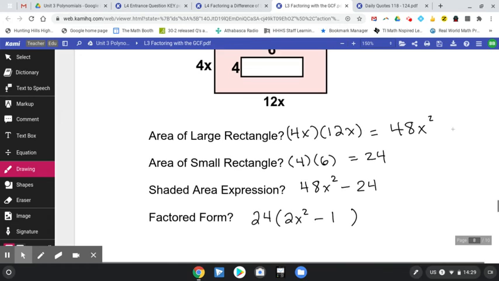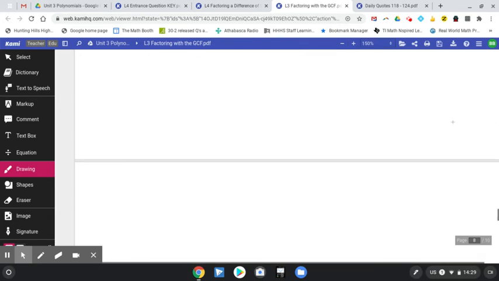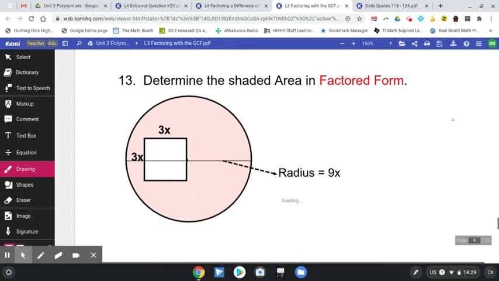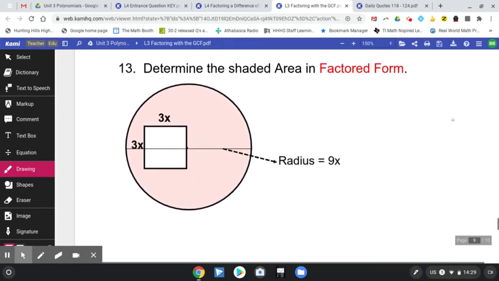All right, we've got one more like this in our notes, and this is going to be your practice question. And I will just give you the heads up. It is a little trickier than the one that we just did, partly because it's a circle. So let's make sure we know how to get the area of a circle. So area of a circle is equal to pi r squared.